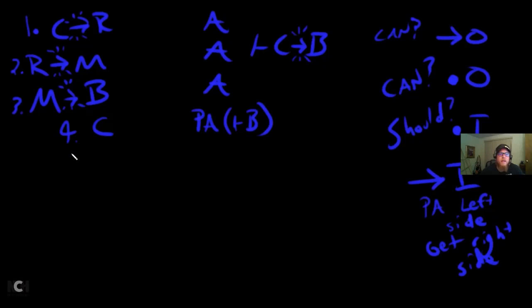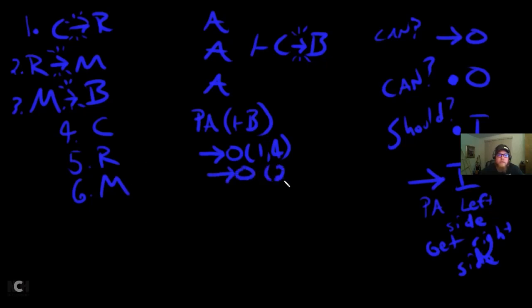What does that unlock? In line 5 I can say, oh, I get R. What do I do there? Arrow out, 1 and 4. Now we're going places. Now with the R here, do I have a left side match? I do. With line 2, that unlocks the M. How did I get that one? Arrow out, 2 and 5. And now with the M here, is there a left side match? Yep, between 3 and 6, and it gets me B. Arrow out, 3 and 6.